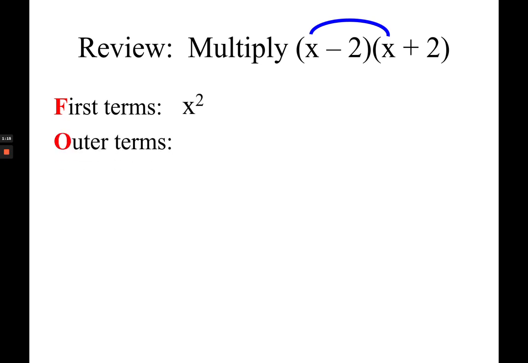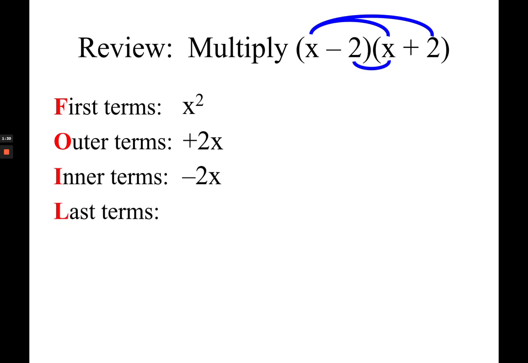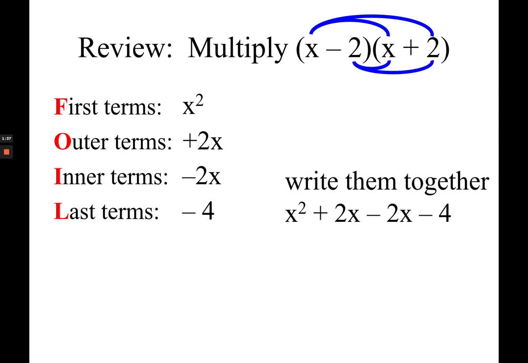Next, this is the lesson we learned yesterday. Applying your FOIL, multiply x minus 2 times x plus 2. You have your first, x times x is x squared. Then you have the outer, x times 2 is 2x. Then you have your inner, negative 2 times x is negative 2x. And then your last are negative 2 times 2 is negative 4. When you write them together, you have x squared plus 2x minus 2x minus 4, and then you combine like terms.